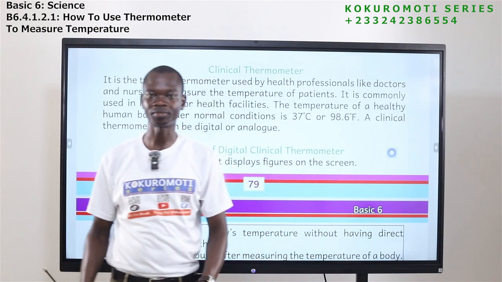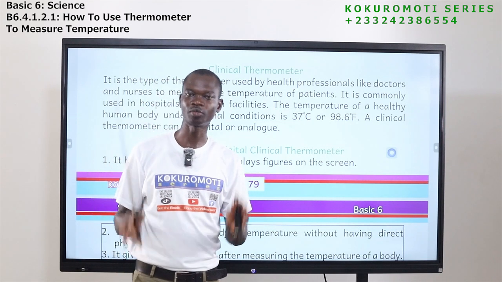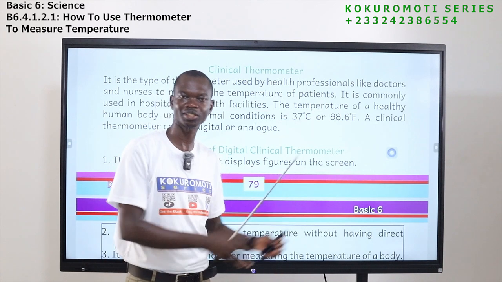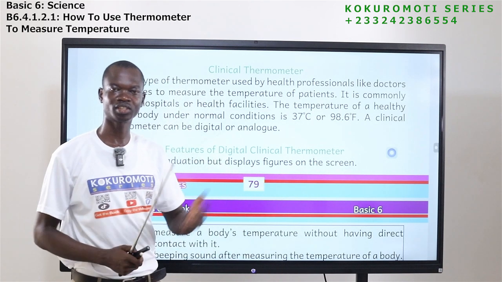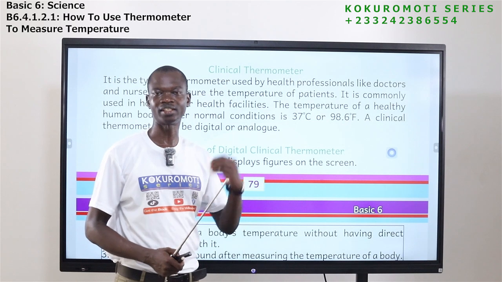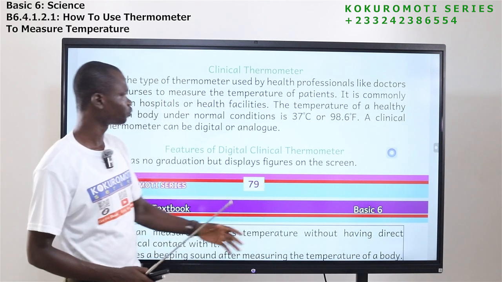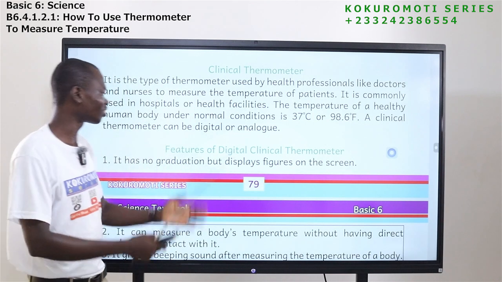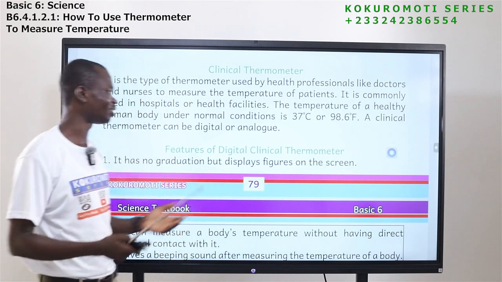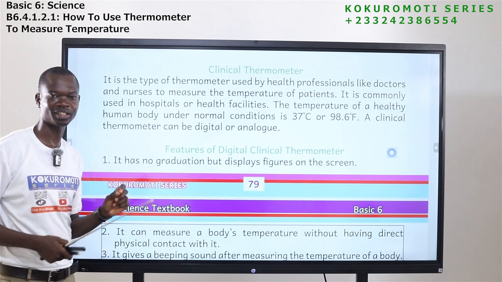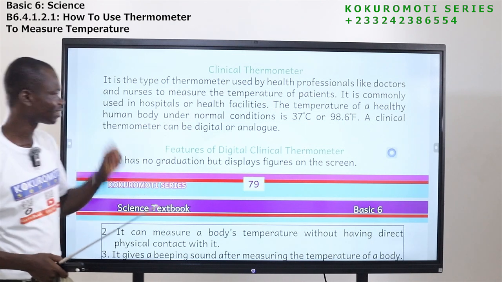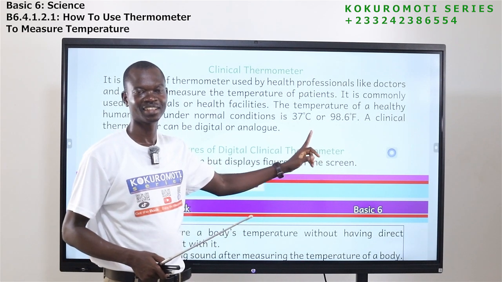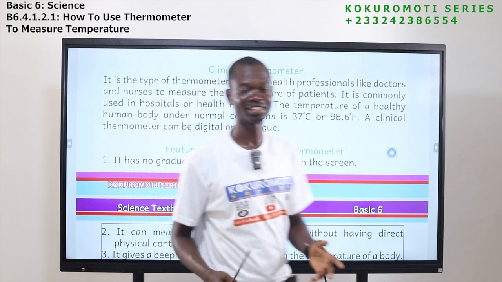We are looking at the clinical thermometer, and what we are saying is that the clinical thermometer is used to measure the temperature of human beings. So if you go to the hospital, the patients that we have there, doctors and nurses check their temperature and they use a thermometer. So the thermometers that they use, we have analog, we have digital. So it depends on the one that you have. And listen to me, the temperature of a healthy person is 37 degrees. Some people also say 37.5 degrees Celsius.